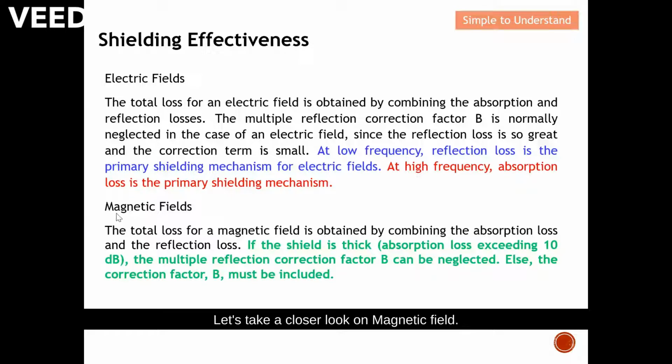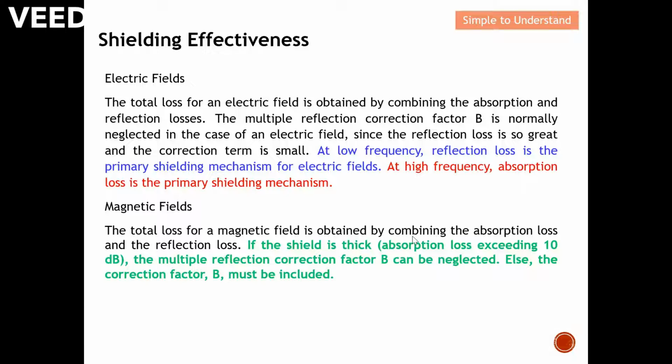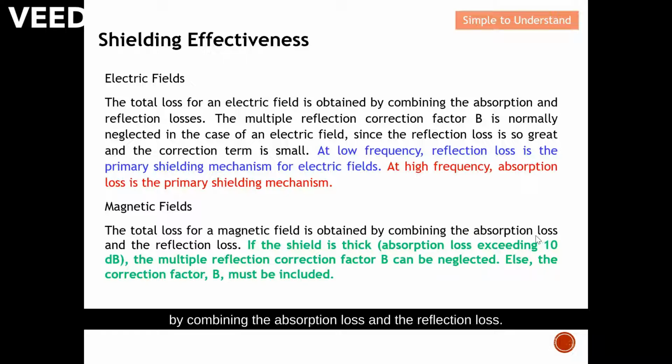Let's take a closer look at magnetic field. The total loss for a magnetic field is obtained by combining the absorption loss and the reflection loss. If the shield is thick, when absorption loss exceeds 10 dB, the multiple reflection correction factor B can be neglected, else the correction factor B must be included.